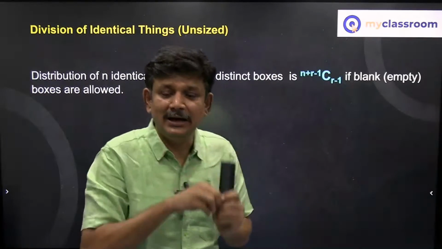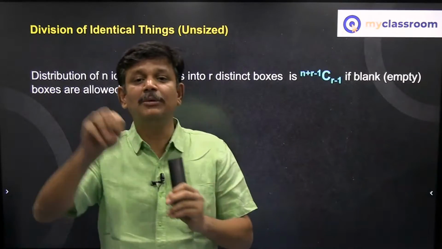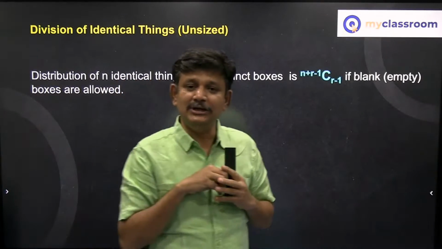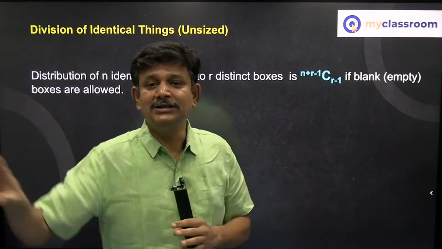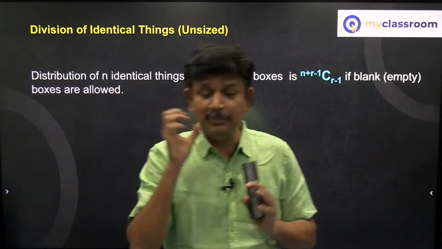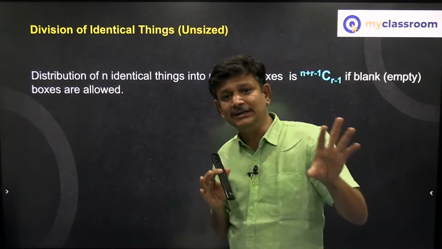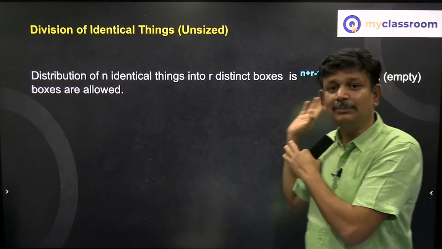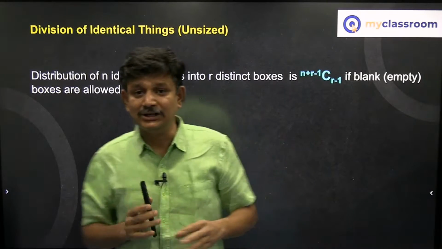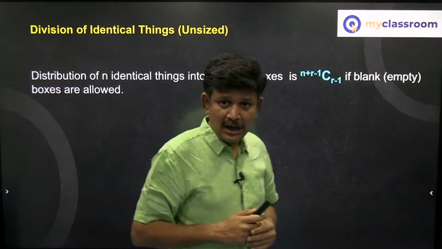That is, 10 identical chocolates I am distributing among 3 persons. It is for me to decide which boy gets how many. There is absolutely no condition. I may not give a particular boy anything. In that case, what will be the formula? 10 plus 3 minus 1, C 3 minus 1. That is, n plus r minus 1, C r minus 1.